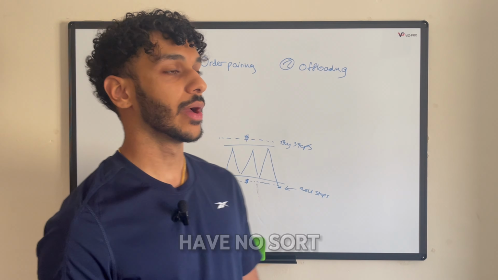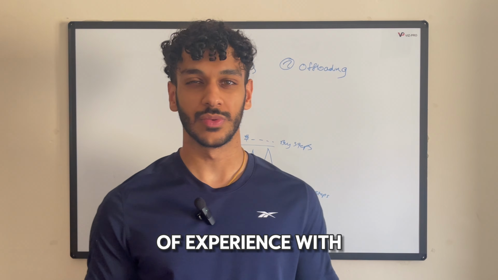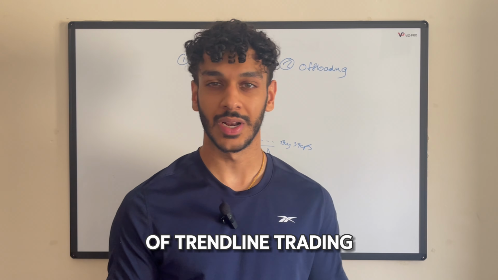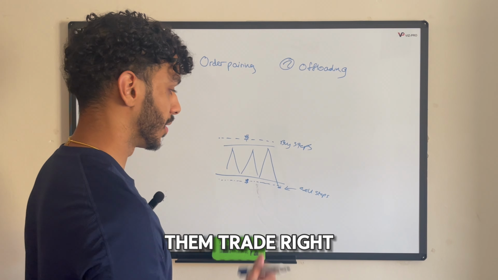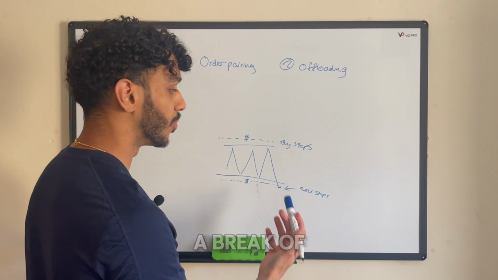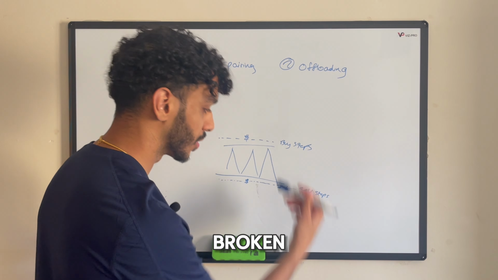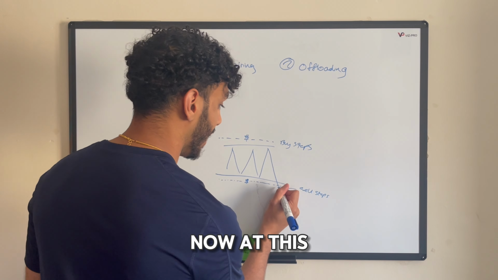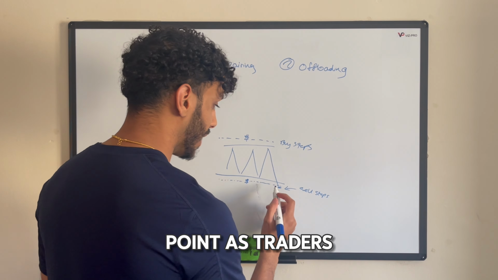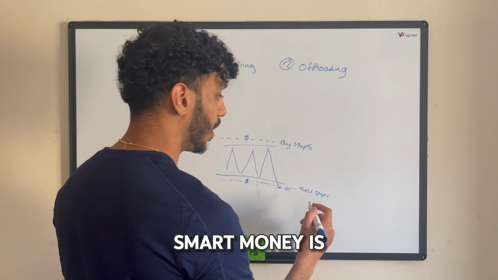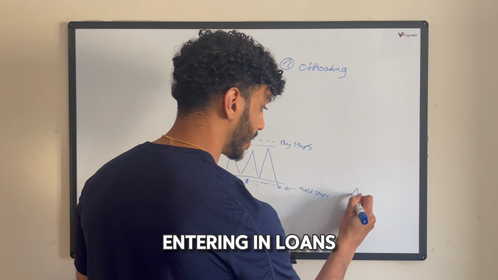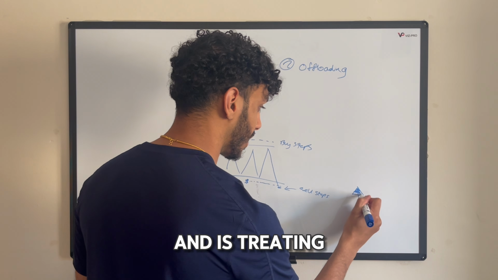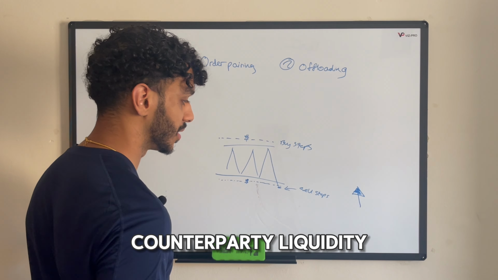If you have no experience with support and resistance or trend line trading, this is how a lot of them trade. Let's say this is a support level. They're waiting for a break of the support level. Once it's been broken, they look for a short. That's the ideology. Now at this point, as traders are entering short, smart money is entering longs, and is treating this liquidity as counterparty liquidity.